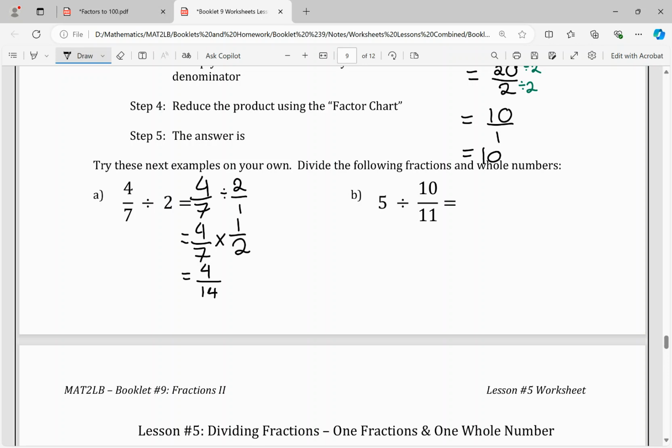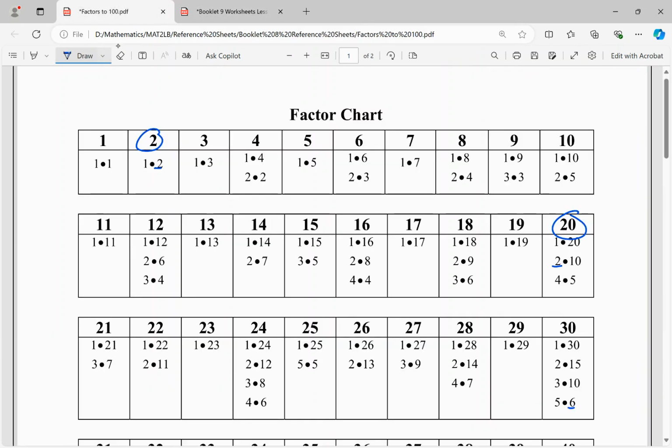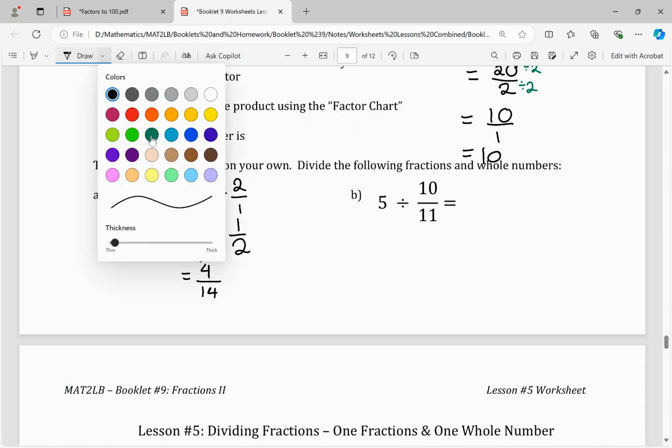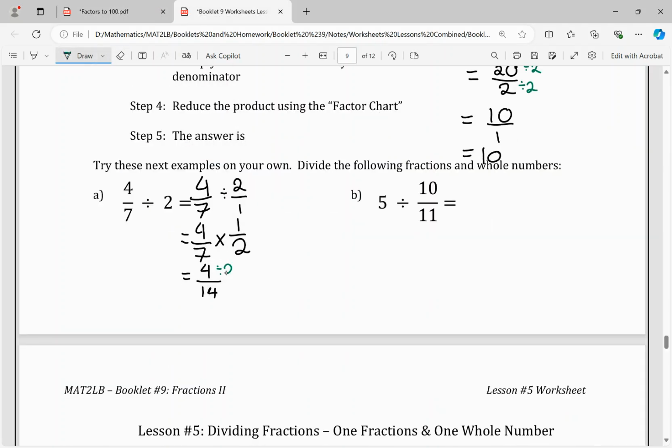Finally, we're going to simplify. 4 and 14 are our two numbers. Here is 4, here is 14, and it looks like the largest number they have in common is a 2. So we can divide the numerator by 2, we can divide the denominator by 2, giving me a final answer of 4 divided by 2 is 2, and 14 divided by 2 is 7.